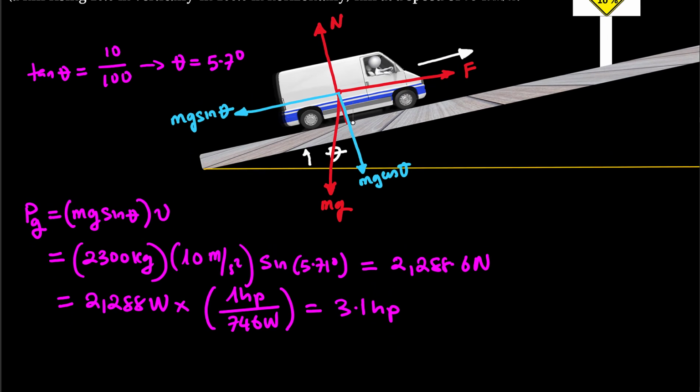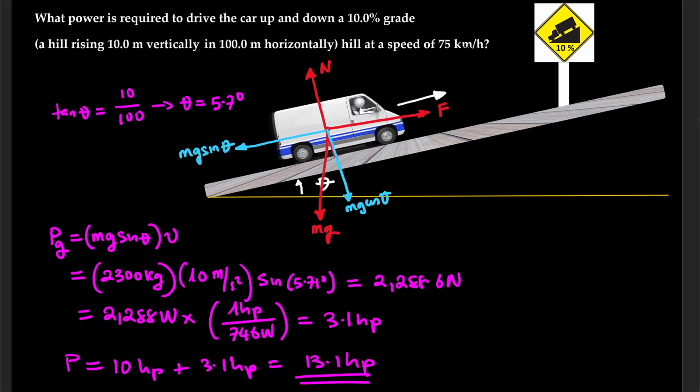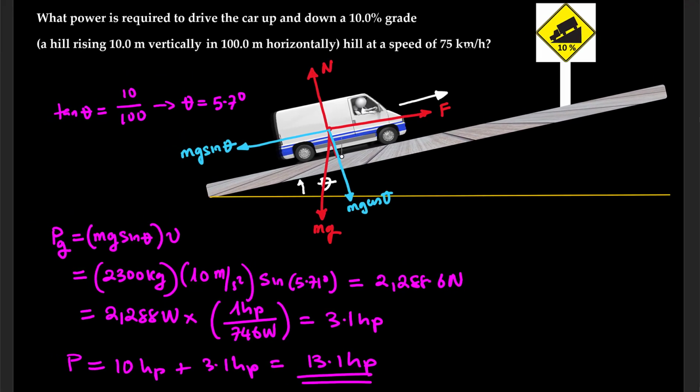So the total power required will be equal to 10 horsepower plus 3.1 horsepower, which is going to be equal to 13.1 horsepower. So this, my friends, is the power requirement to drive the car uphill.